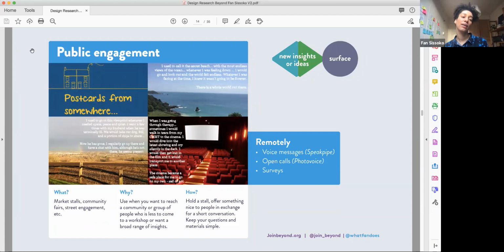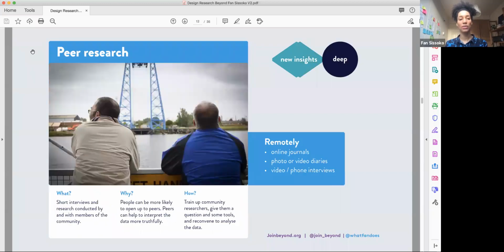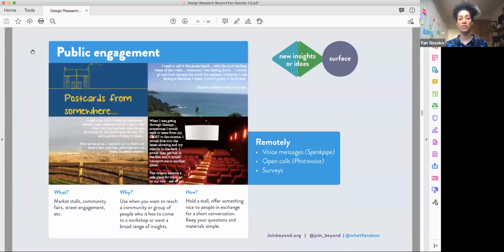And then when you want to go a little bit broader, so with ethnography or peer research, obviously that's quite time intensive, and you go into quite a lot of depth. So you kind of want to reserve that for when you really want deep insights, and you're not so much bothered about getting a wide reflective view of the problem.